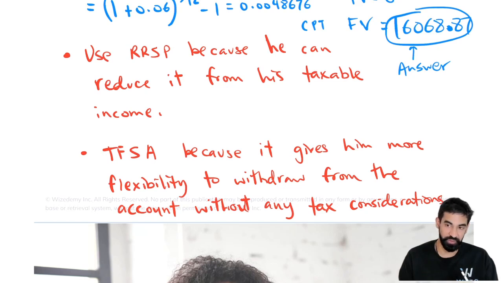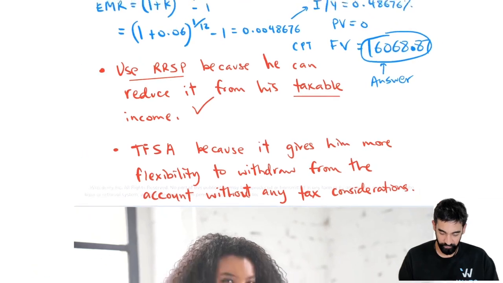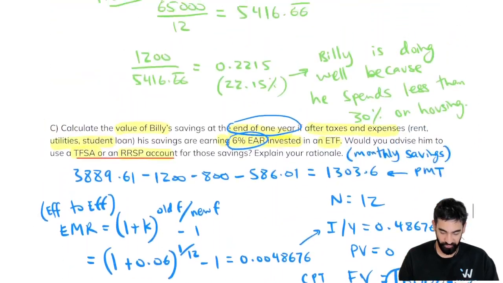You have more flexibility. So either way works, but RSP generally makes more sense when you're working because you can reduce it from your taxable income. So that's probably a slightly better answer. I would go with that one. Doesn't make a huge difference. Again, they're very flexible. As long as you're using your general logic and material from the notes, you should be fine. And that's pretty much it from this mock.